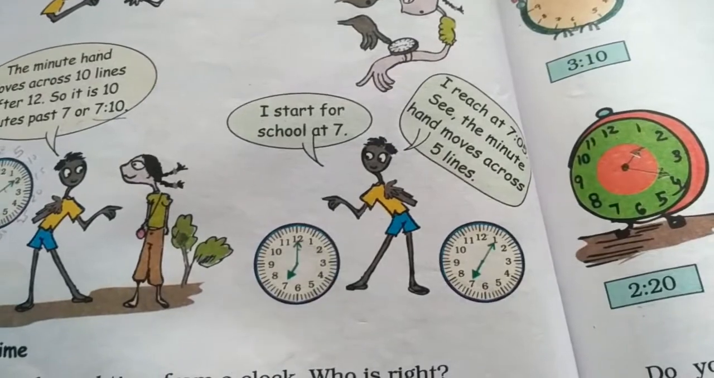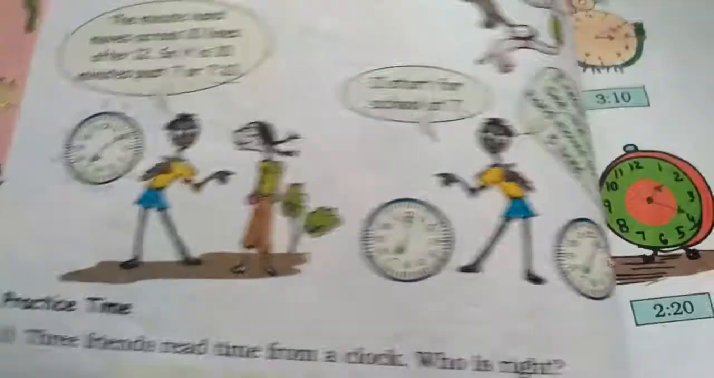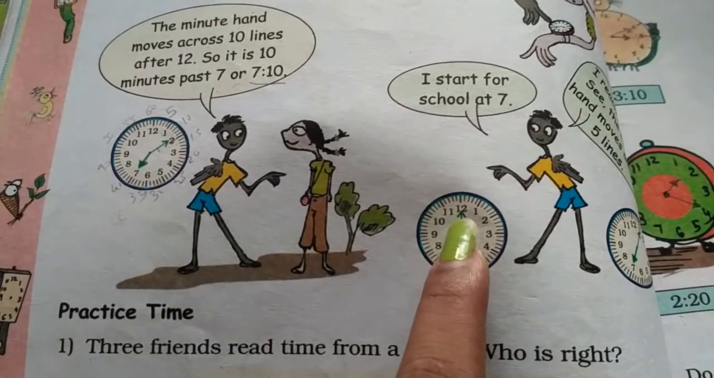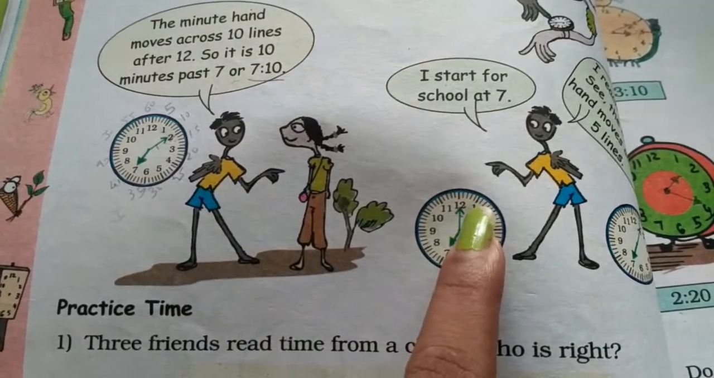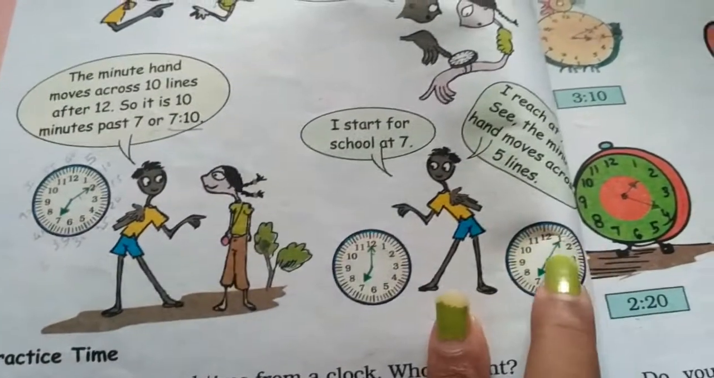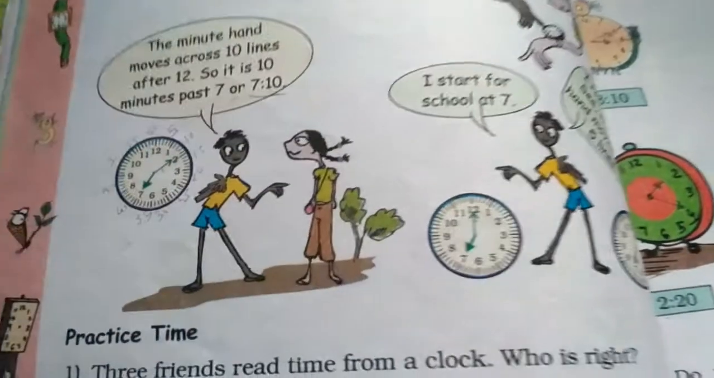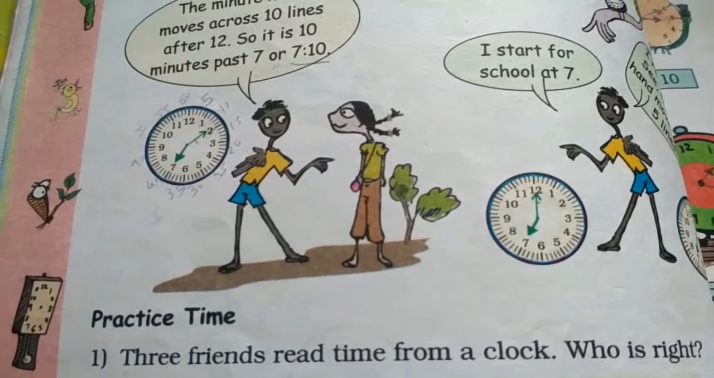And then say I started for school at 7 and I reach at school at 7:05. See, the minute hand moves across the 5 lines. See, look at here. Here is a 7 o'clock and here is a 7:05. See, we had already learned about the time in the previous standard.